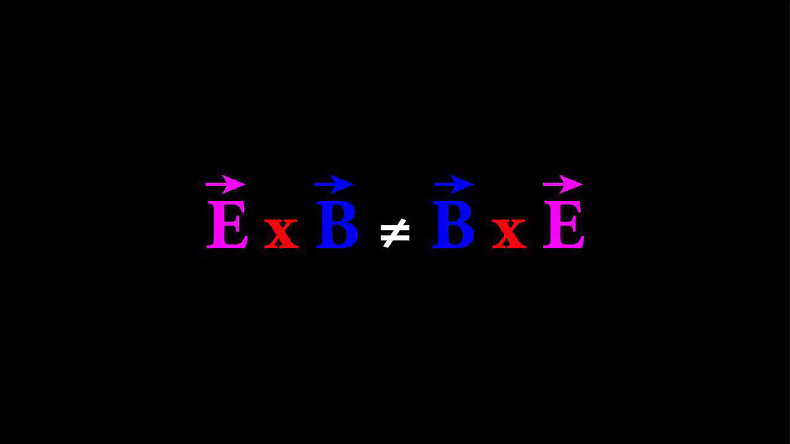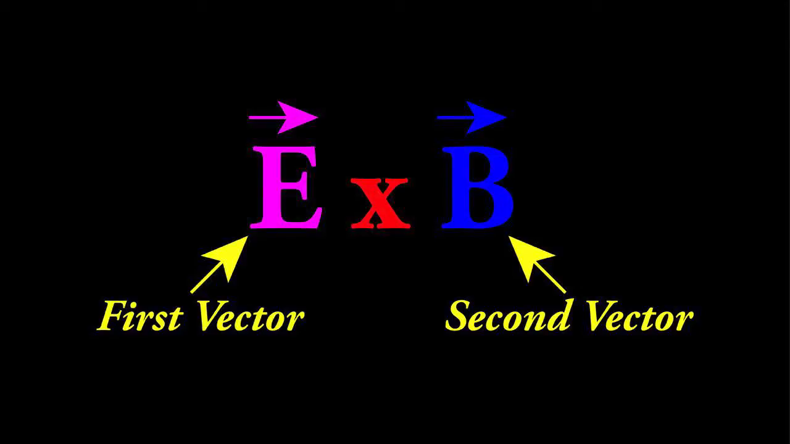When performing vector multiplication, the order of the field is important. For example, E cross B does not equal B cross E. The order is important. E cross B has a different meaning from B cross E. In a cross product of two vectors, you always start with the first vector. In this case, the first vector is the electric field vector.